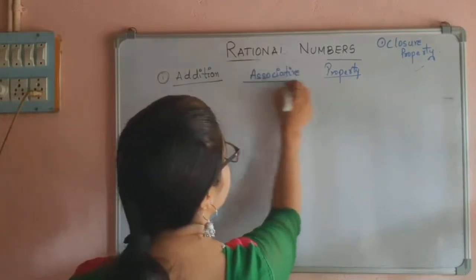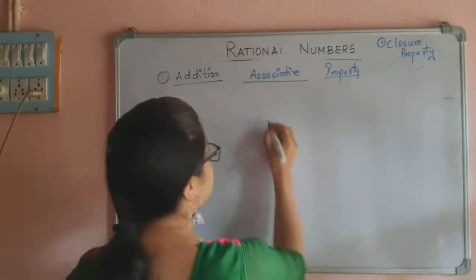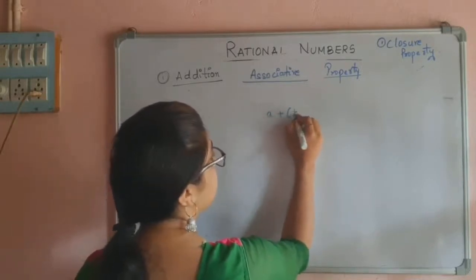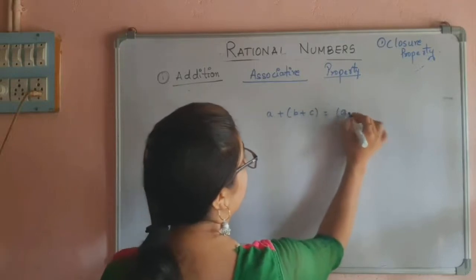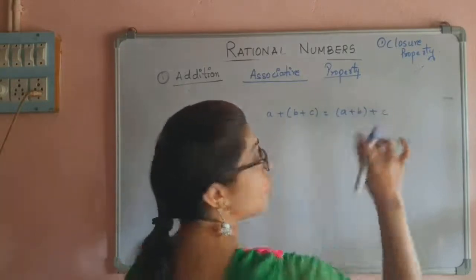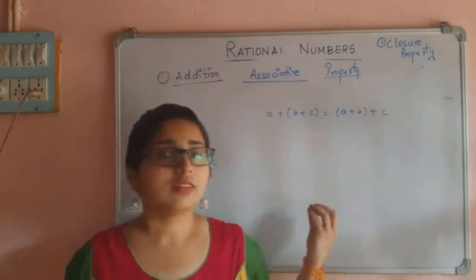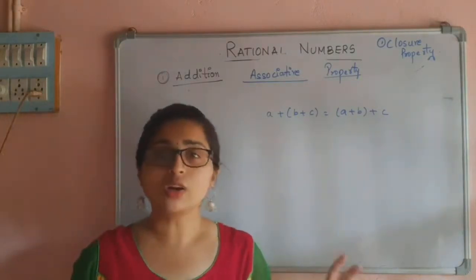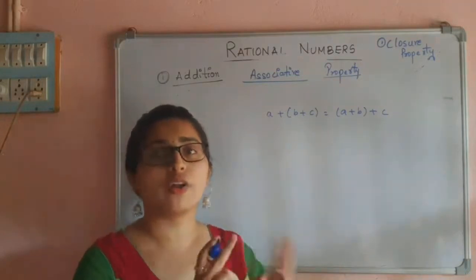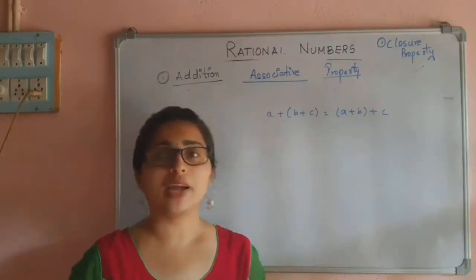What does this associative property state? It states that (A + B) + C should be equal to A + (B + C). So from the commutative property, what can I conclude? That the order of addition does not matter. So you can change the order of these rational numbers and add them.